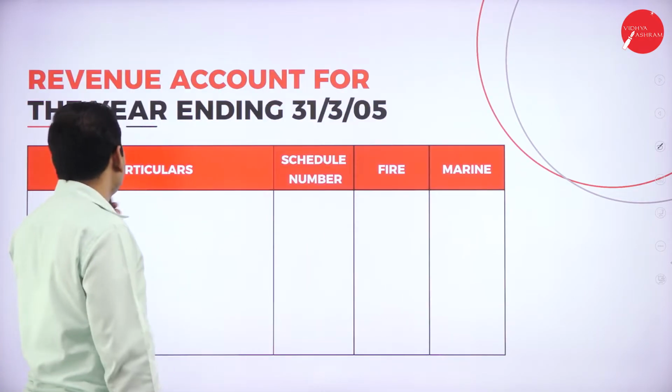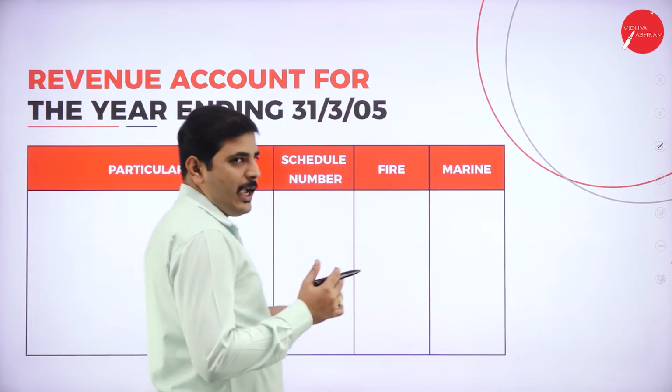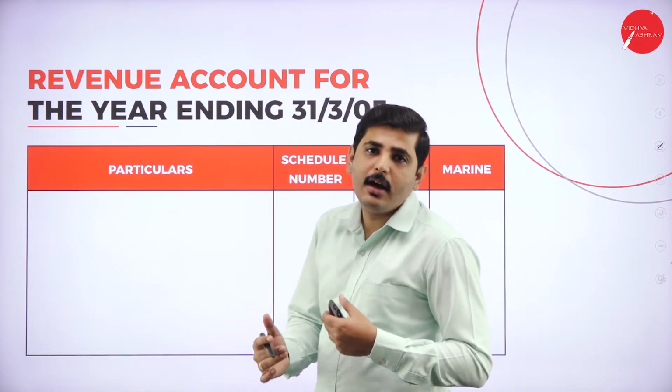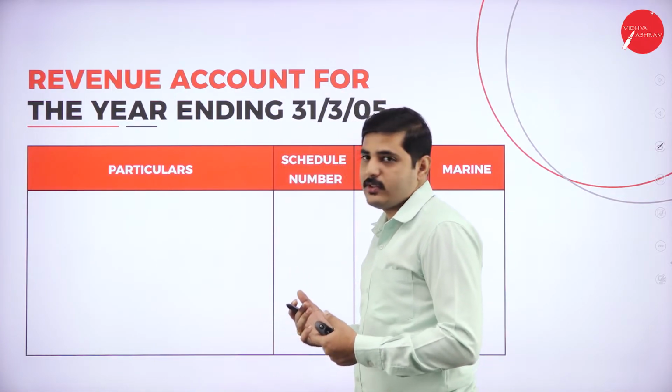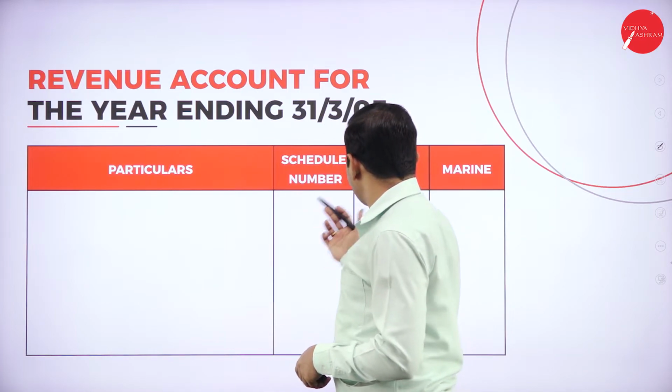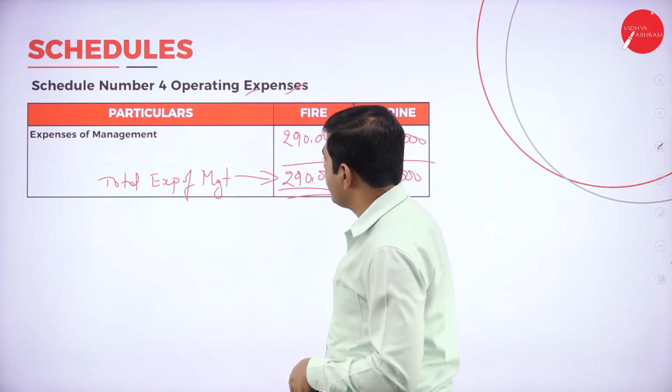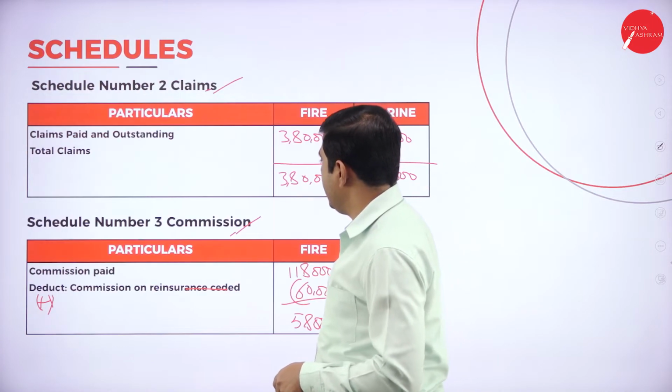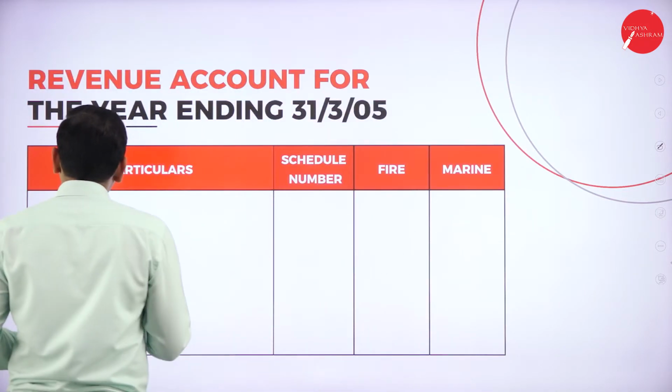Now let's go to the revenue account. Why are we preparing the revenue account? In order to identify the surplus or deficit of the insurance company. It is for fire and marine. Let's go to the first one. The first one is premium.